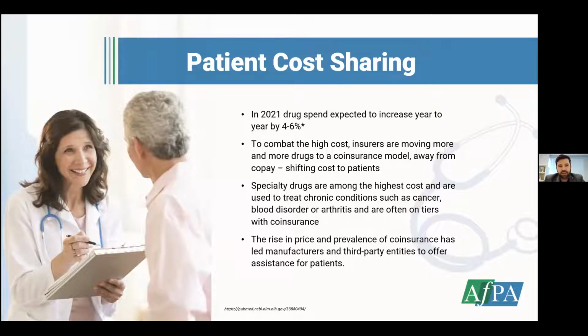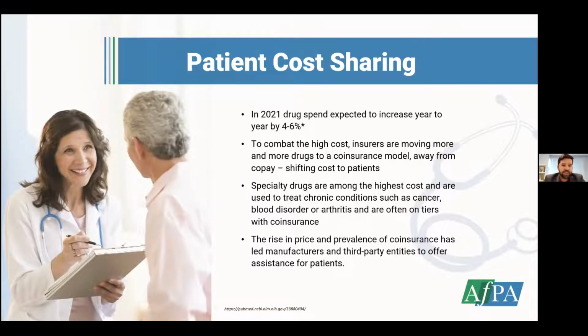Unfortunately, with drug costs rising, insurers are starting to move towards a co-insurance model. A co-insurance model is a little bit more complicated and a little bit more expensive. It requires a patient to pay a percentage of the list price of that medication. If we took one drug that was $1,000, and a patient paid a $30 copay for that medication, but a co-insurance patient had to pay 30% co-insurance, that patient is paying $300 instead of the $30 copay. So these co-insurance models will shift the cost heavily towards patients.